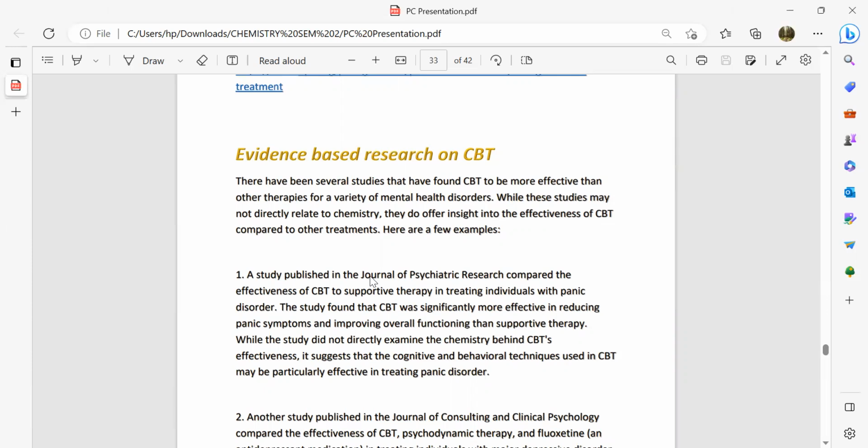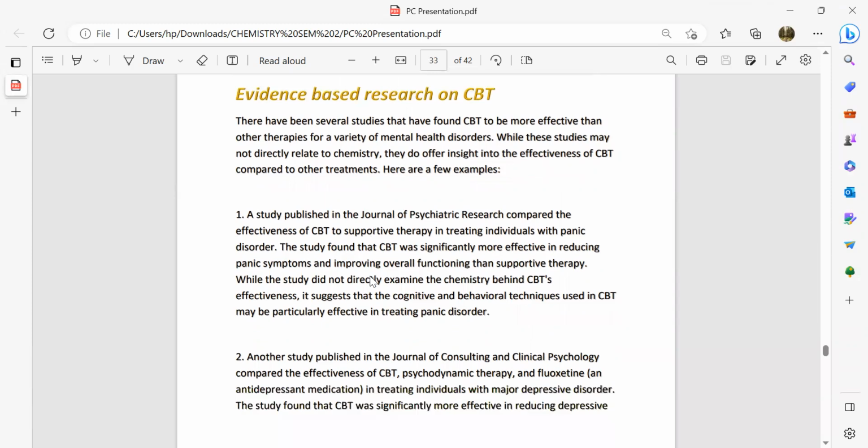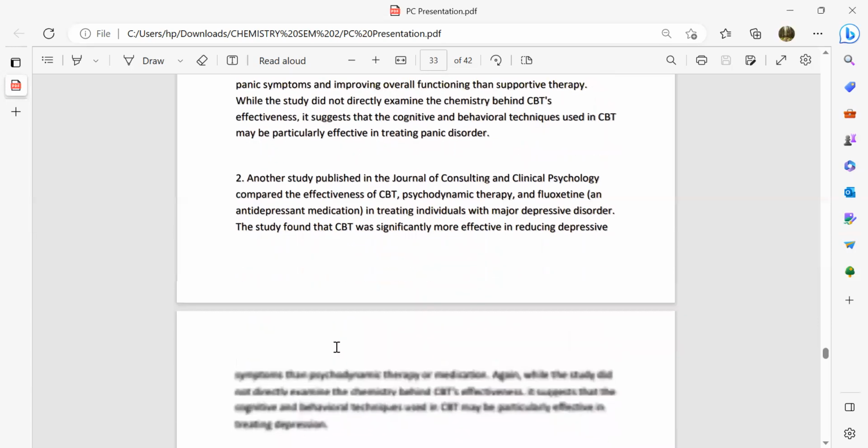A study published in the Journal of Psychiatric Research compared the effectiveness of CBT and supportive therapy in treating individuals with panic disorders. Another study published in the Journal of Consulting and Clinical Psychology compared the effectiveness of CBT and psychodynamic therapy. Psychodynamic therapy is basically exploring unconscious thoughts and treating them, in treating individuals with major depressive disorders.